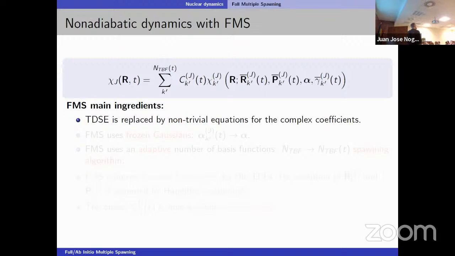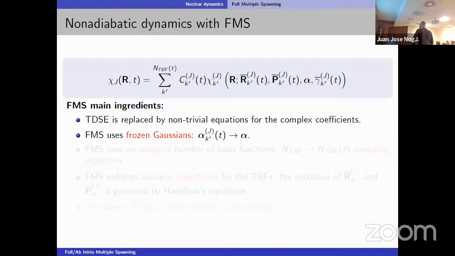So first of all, this is the way we express a nuclear wave function, right, with this multidimensional Gaussian. We know that the time-dependent Schrödinger equation will be replaced by this equation with the coefficients, with these C's here. What we do in full multiple spawning is that this width of the Gaussian that we described before will be fixed. So the widths of your Gaussians are not going to change over time. They're frozen. This leads to quite some simplifications in the numerics. It doesn't change much. Once more, replacing the time-dependent width by a frozen width just means that basically we may need more Gaussians to describe our nuclear wave function.